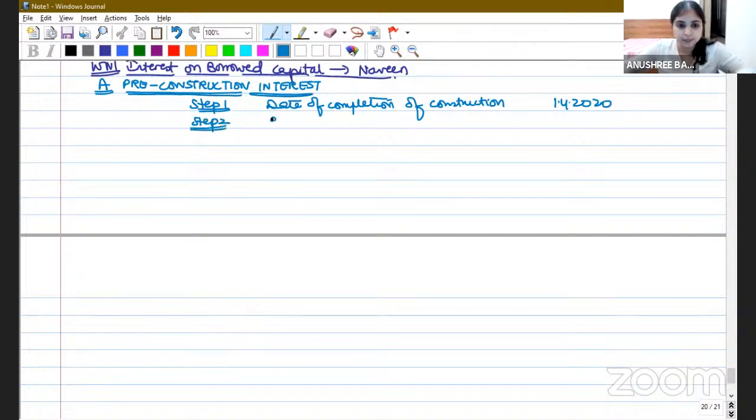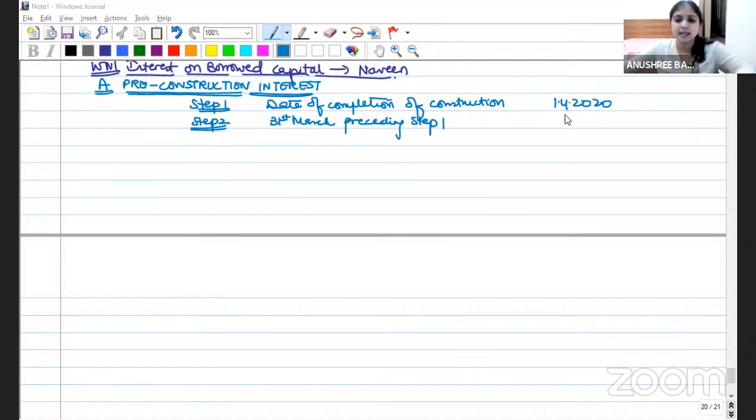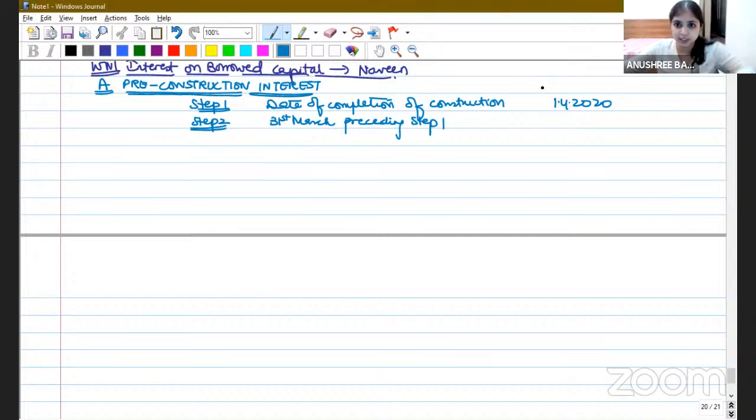Then step number 2. Step 2 will be 31st March preceding step 1, which means what? Just before step 1, when was the last 31st March? Tell me. Just before step 1, when was the last 31st March? Just before 1st April 2020. The last 31st March was 31st March 2020.